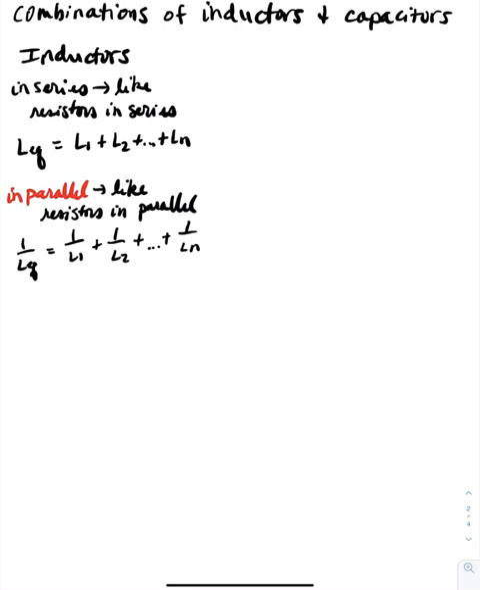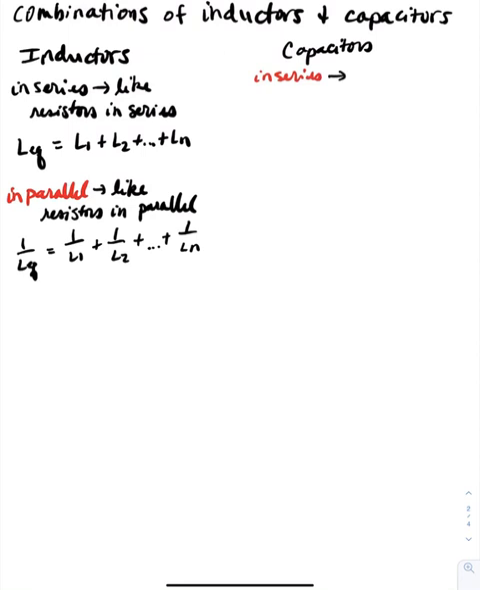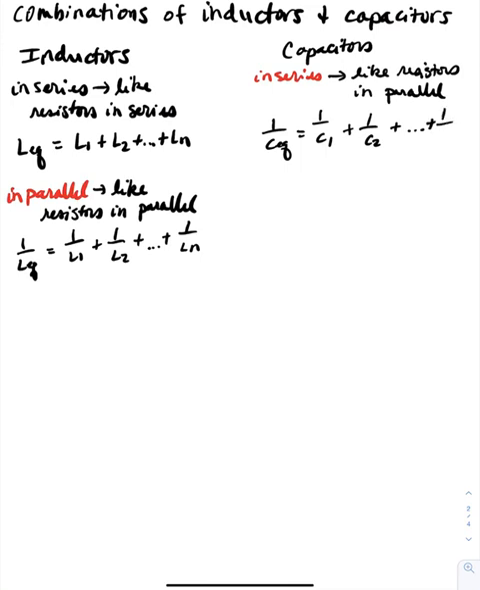And capacitors in series are treated like resistors in parallel. So 1 over C equivalent is equal to 1 over C1 plus 1 over C2 plus C sub n.